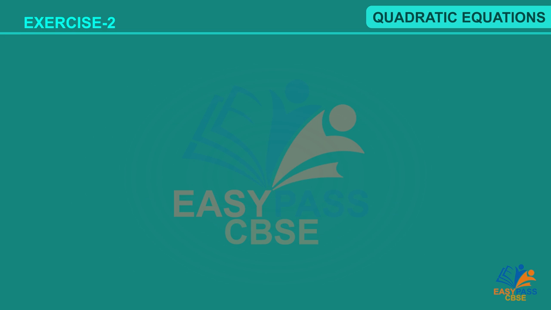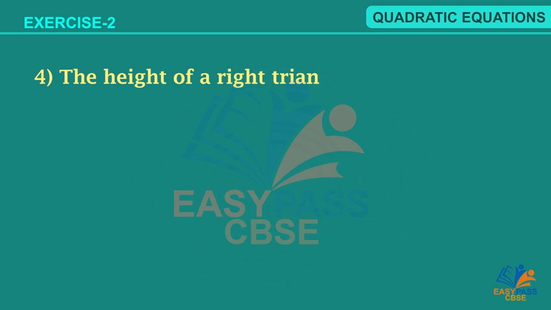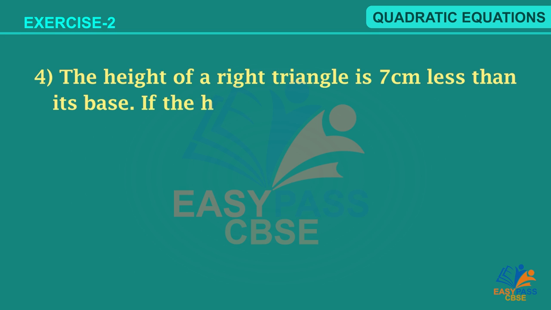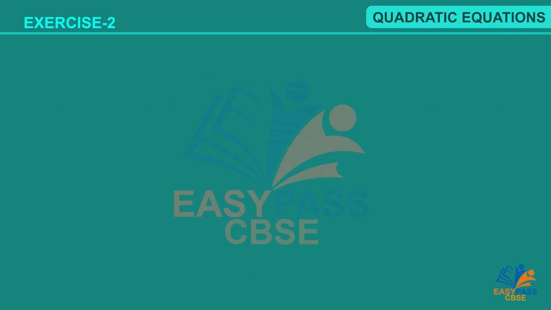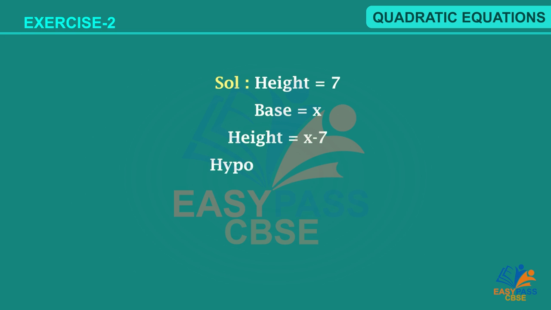Question number 4. The height of a right triangle is 7 centimeters less than its base. If the hypotenuse is 13 centimeters, form a quadratic equation to find the base of the triangle. Solution. Here the height is 7 less than the base. Now let the base be x. Therefore, the height is equal to x minus 7. And the hypotenuse is 13.